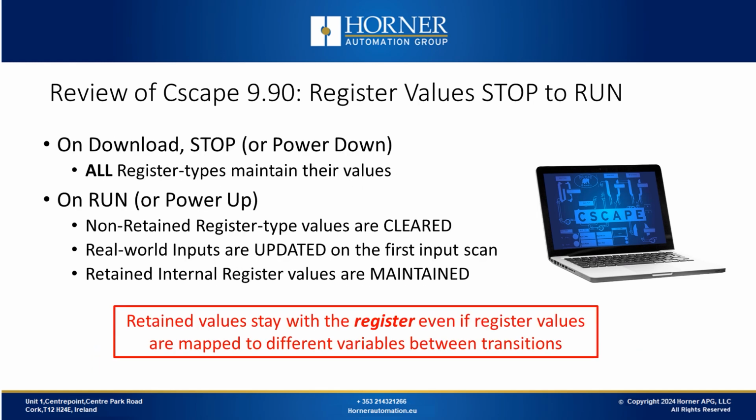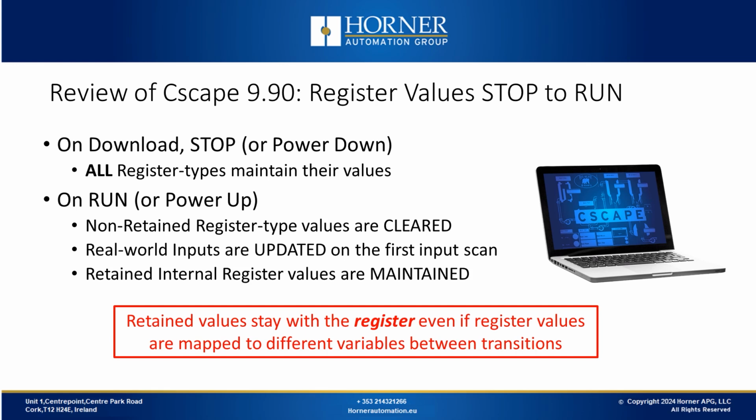Next, we will look at what happens to register values when an OCS controller is placed in stop mode, run mode, and on a power cycle. Here we are referring to the registers specifically, not the variables that are mapped to them. When an OCS is placed in stop mode or it loses power, all register types, including non-retentive register types, maintain their values. When the controller goes back into run mode, any non-retentive register types are cleared, and only retentive register types hold their previous value from before the download or before the power cycle.